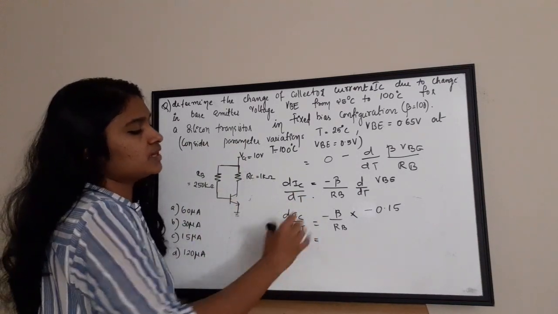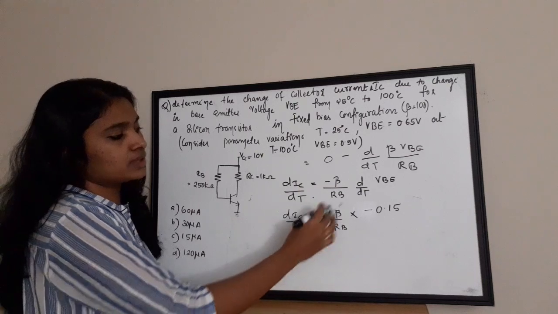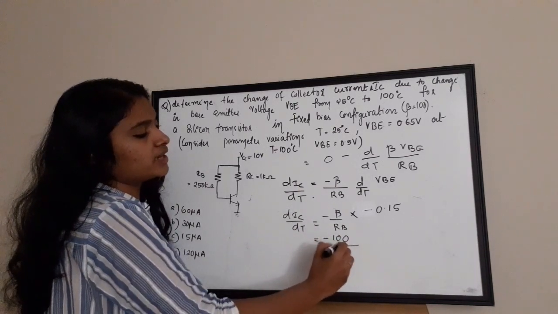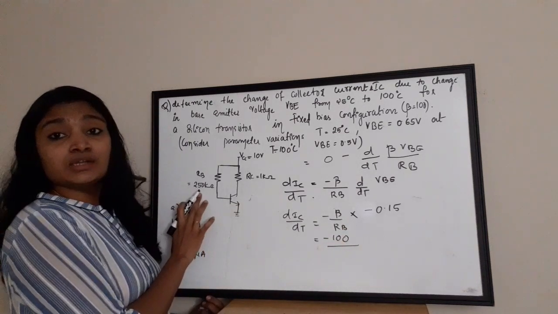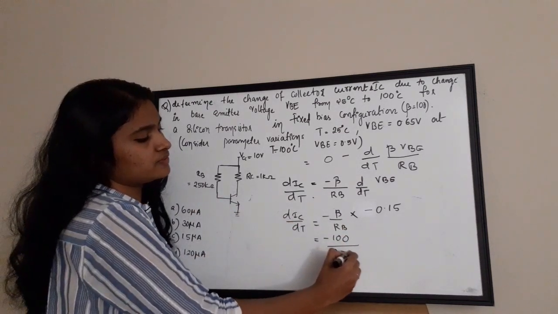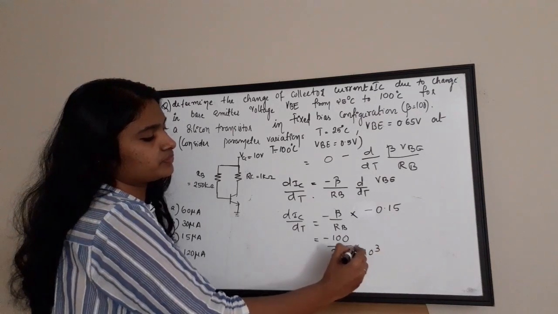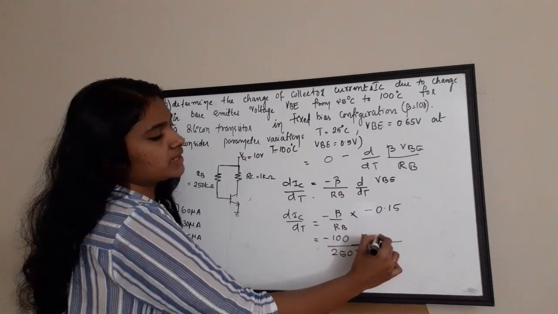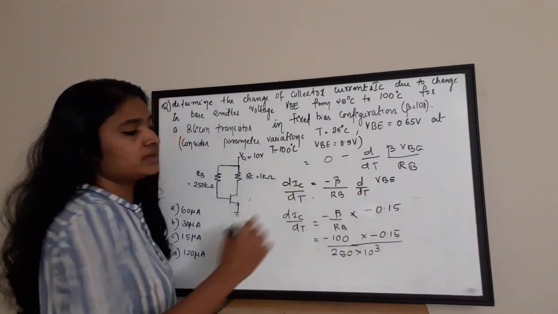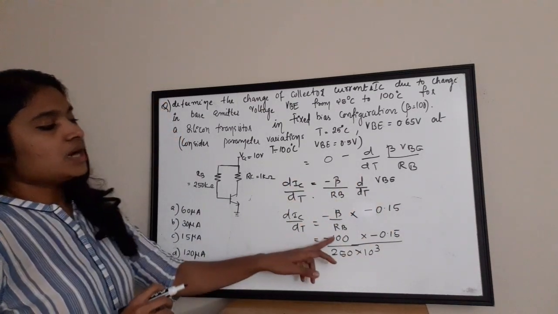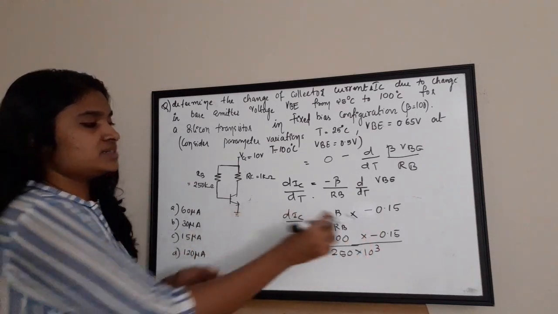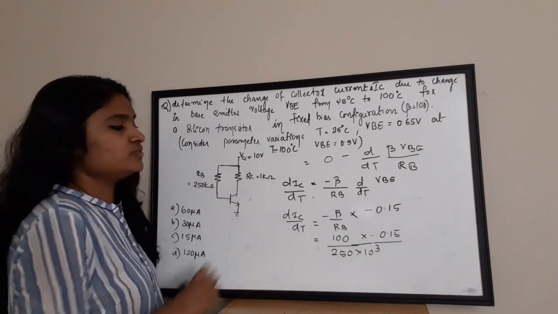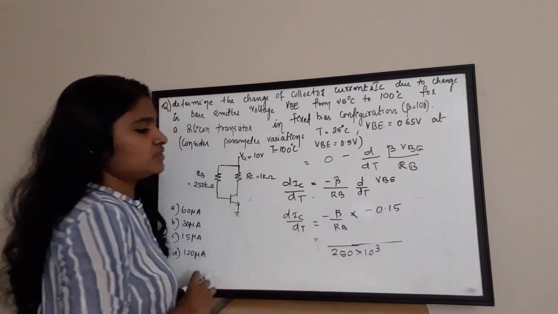Okay, so now applying the other values here, beta is 100, minus 100 by RB is 250 kilo ohms, that is 250 into 10 raised to 3, into minus 0.15, right? So 100 into this minus and minus will get cancelled. 100 into 0.15 is 15. So it is a 15.